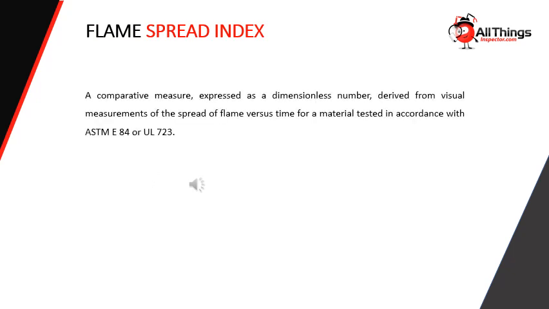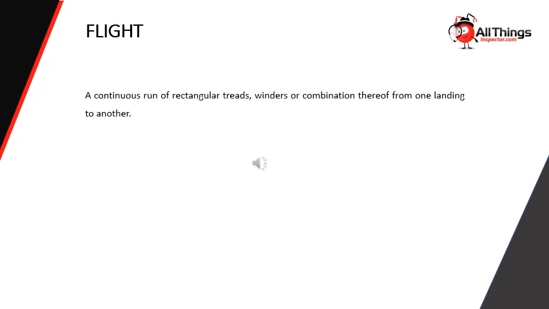Flame spread index. A comparative measure expressed as a dimensionless number derived from visual measurements of the spread of flame versus time for a material tested in accordance with ASTM E84 or UL 723. Flight. A continuous run of rectangular treads, winders, or combination thereof from one landing to another.